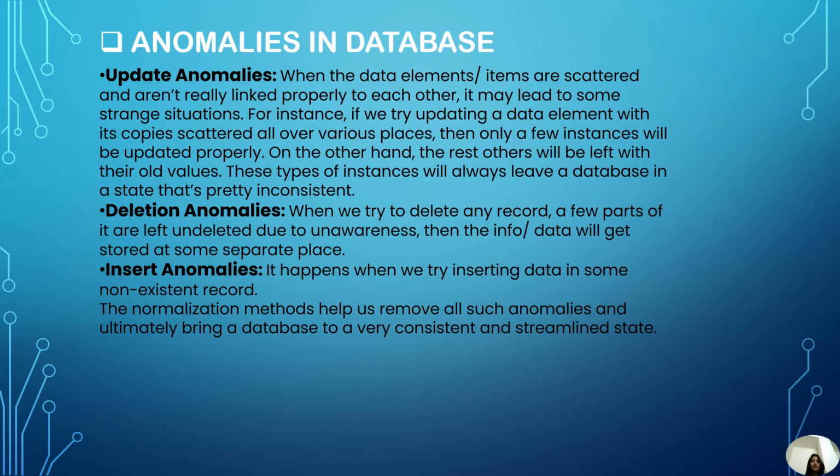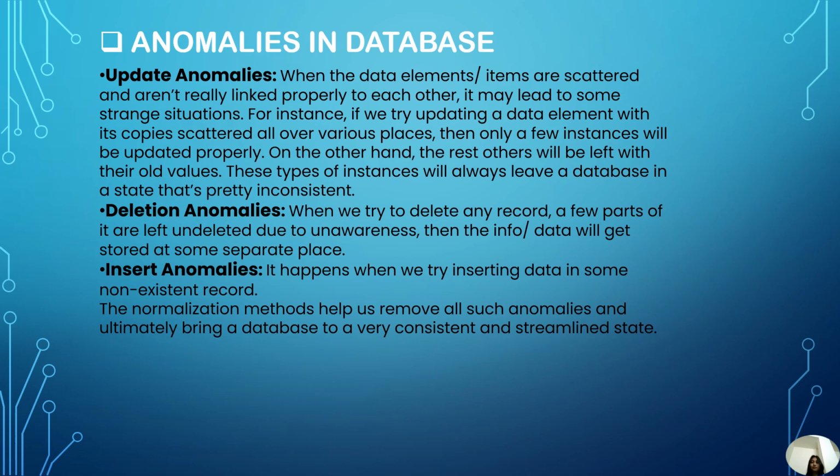Now let us see deletion anomalies. When we try to delete any record, a few parts of it are left undeleted due to unawareness. Then the information or data will get stored at some separate place. So third is insert anomalies. It happens when we try inserting data in some non-existent record. The normalization methods help us remove all such anomalies and ultimately bring a database to a very consistent and streamlined state.